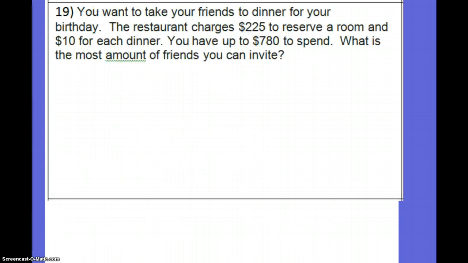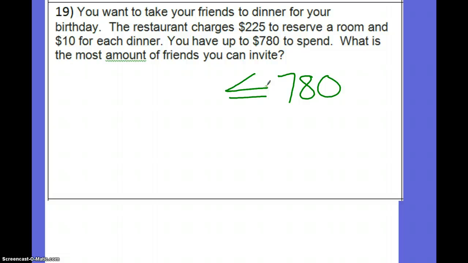You want to take your friends to dinner for your birthday. The restaurant charges $2.25 to reserve a room and $10 for each dinner. You have up to $780 to spend. What is the most amount of friends you can invite? Up to $780. So I could spend $780. I could equal it, or I could be less. I just can't go over how much money I have.